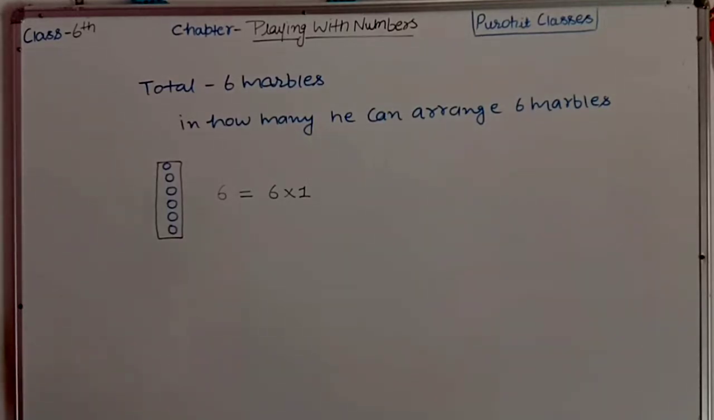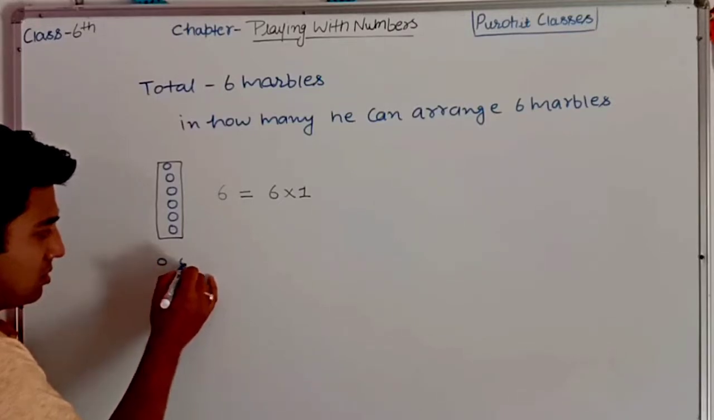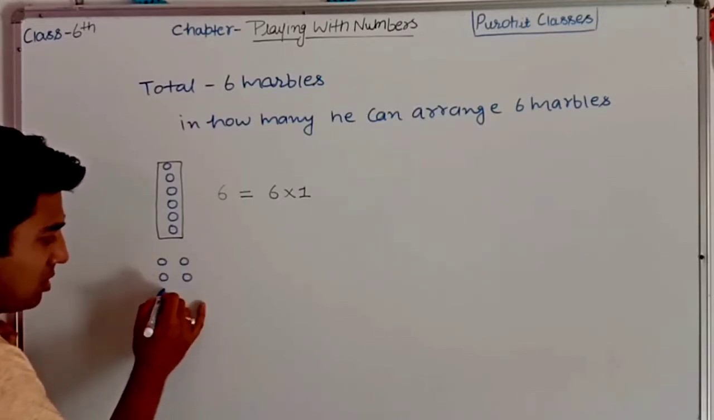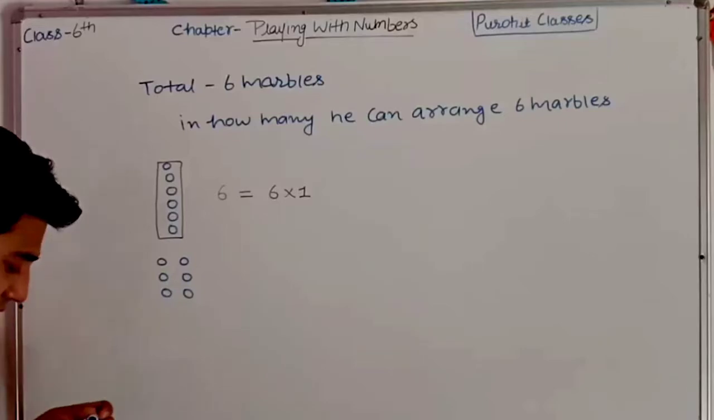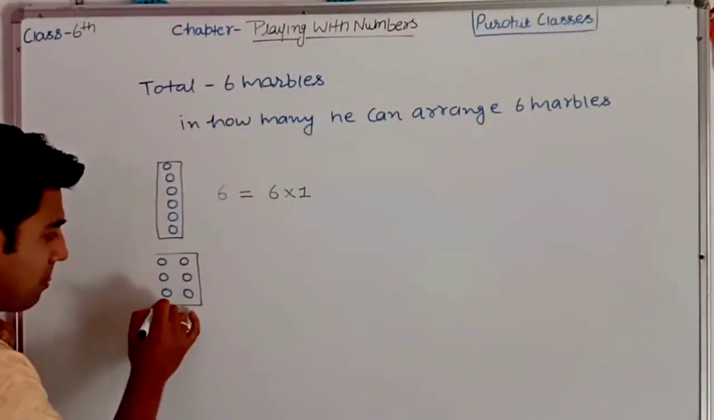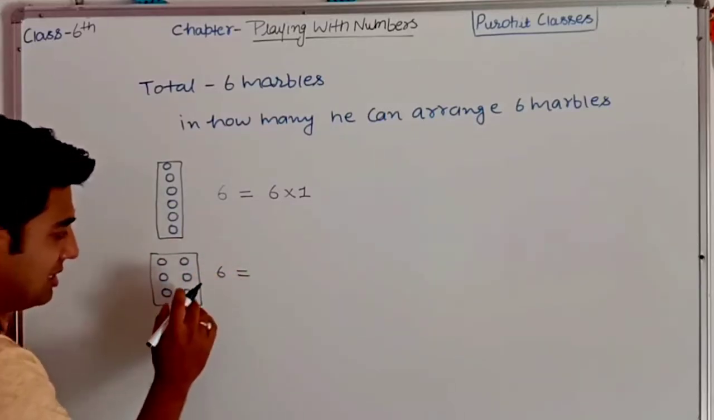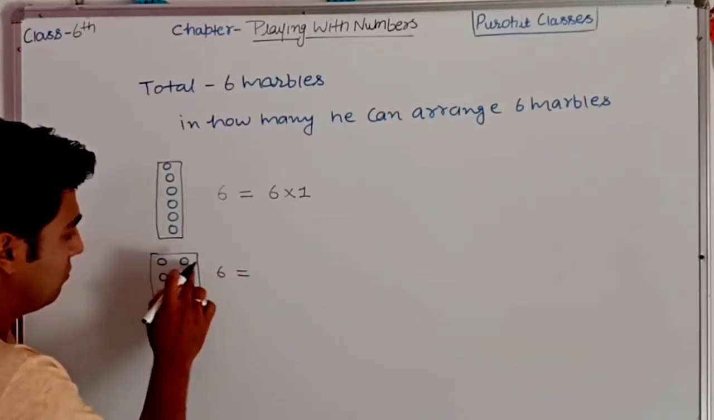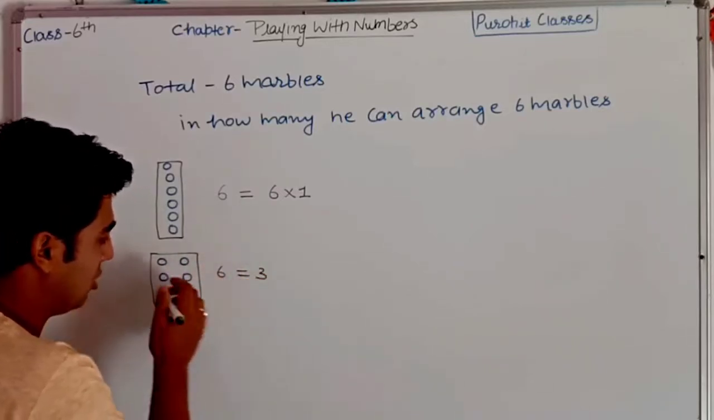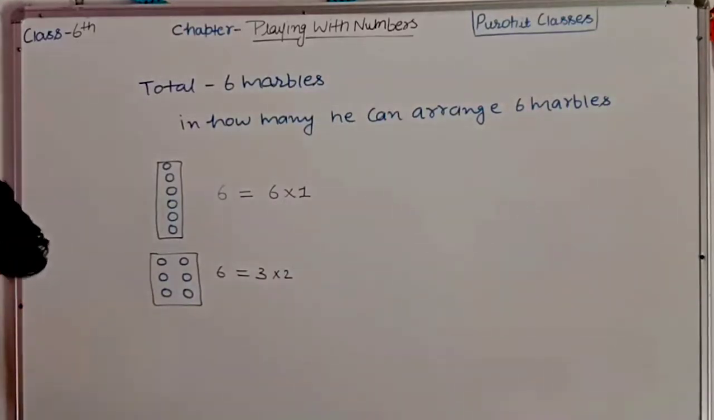Okay. Another way is like he is arranging this into 3 rows and 2 columns, 6. Total 6 are completed. So this is another way. Here we are seeing 6 marbles are arranged as, how many rows are there? 1, 2, 3 rows, and how many columns? 1, 2 columns. Getting? Okay.